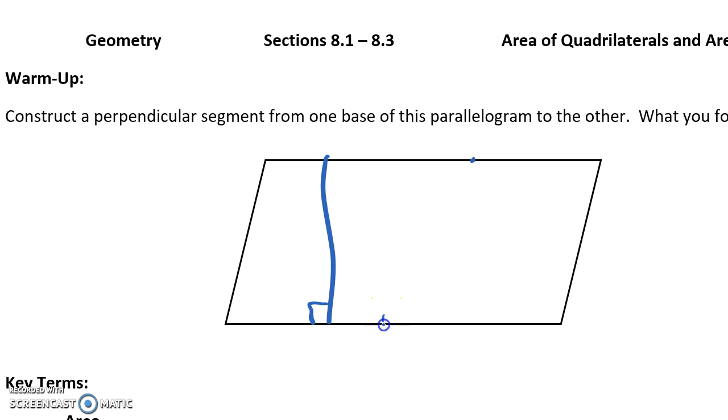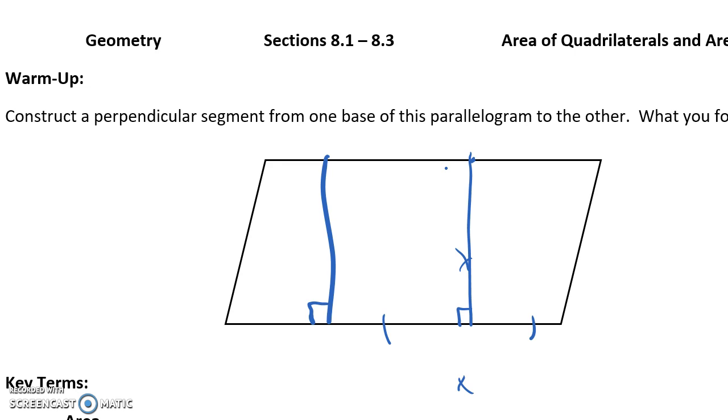So set your compass at a distance that's larger than the distance from one base to the other, and then swoop on each side of the point, and then go ahead and use those as your endpoints, swooping above and below. And then you've perpendicularly bisected this segment that you created, and when you then create a segment from that perpendicular bisecting spot, that midpoint, to the point you started with, you have created a perpendicular segment from one base of this parallelogram to the other.